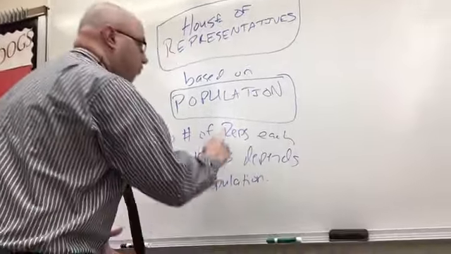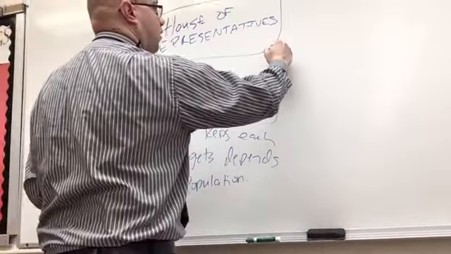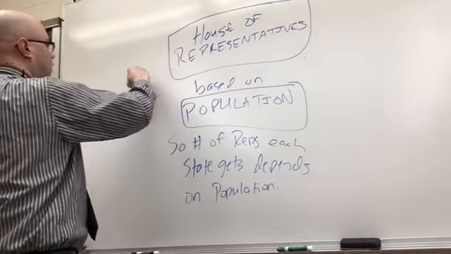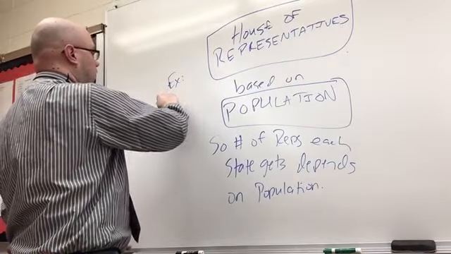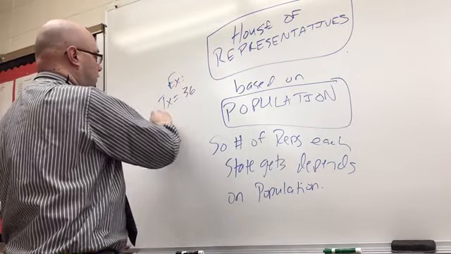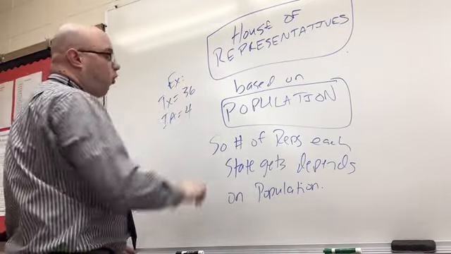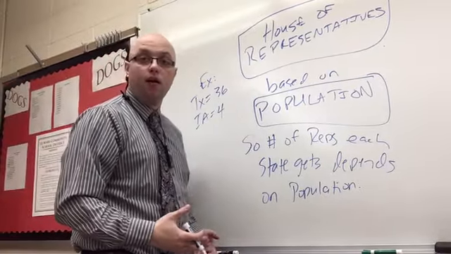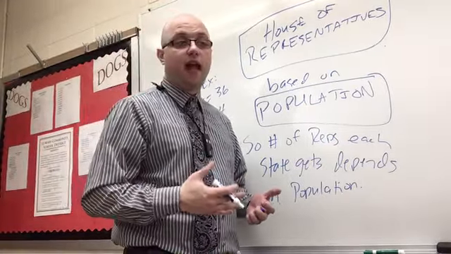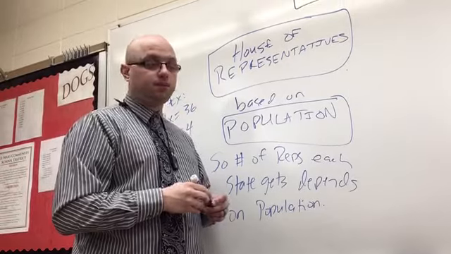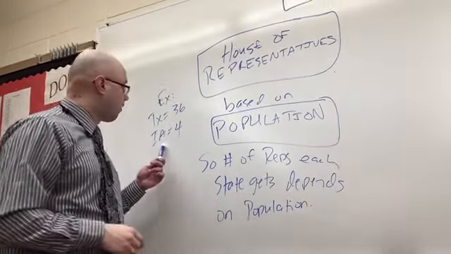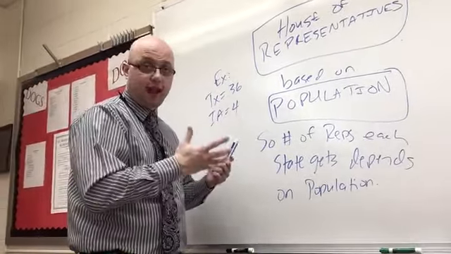Okay, so Texas, for example, has 36 representatives. Iowa gets 4 because Texas is bigger than Iowa. It makes sense for us. We understand that. Iowa has 4 representatives in the Congress. Texas gets 36 because Texas is bigger.